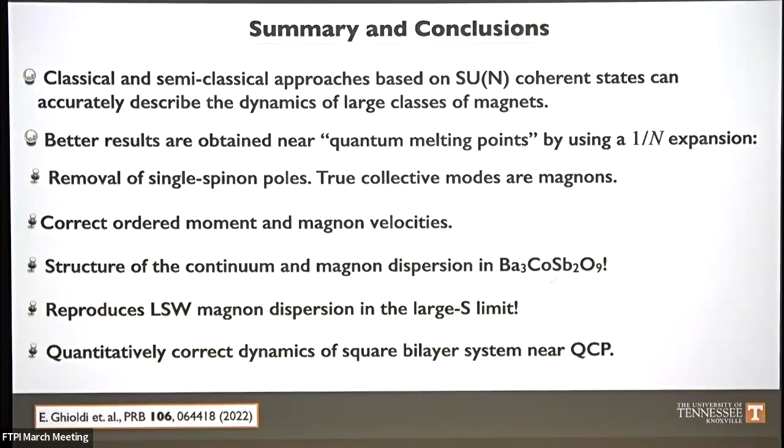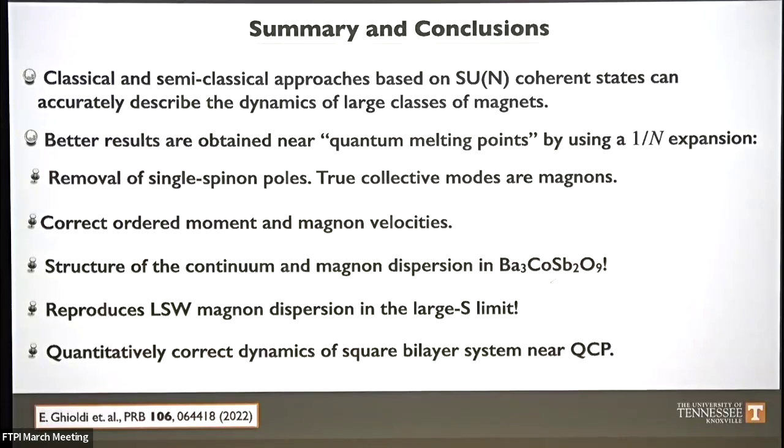And the key is that you need to go beyond the saddle point to remove the single spinon poles. The true collective modes are magnons that appear as poles of the RPA propagator, so you need to go necessarily beyond the saddle point. You get correct ordered moments and magnon velocities. I didn't discuss that. You also get the structure of the continuum for this material that is near this quantum melting point on the triangular lattice.